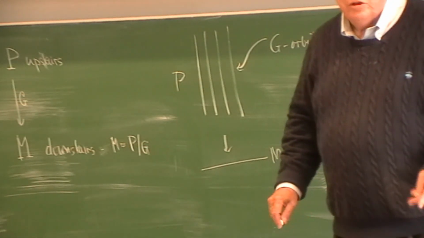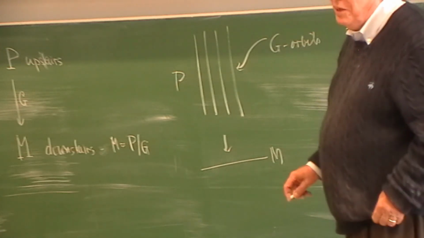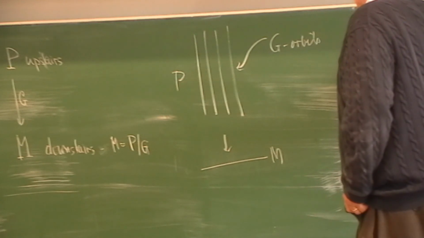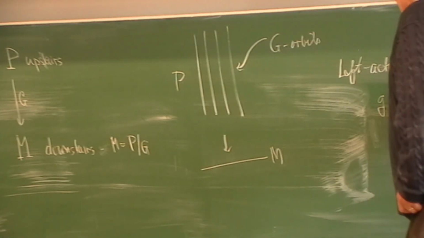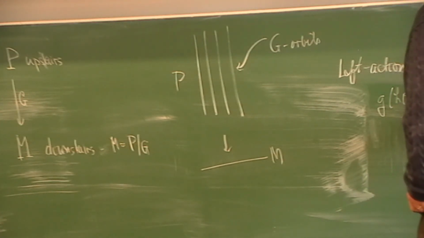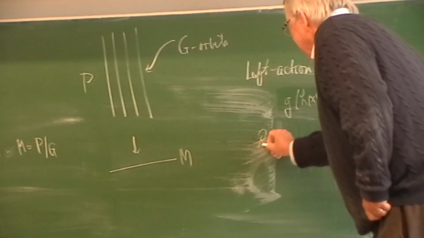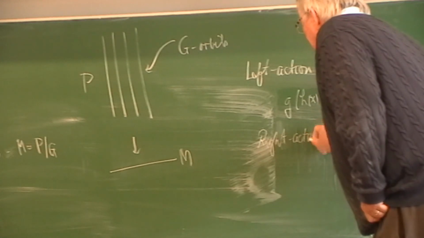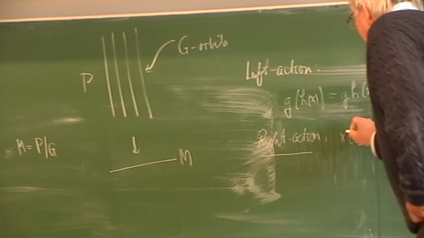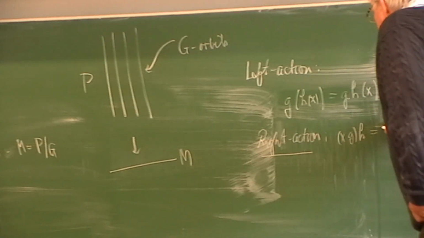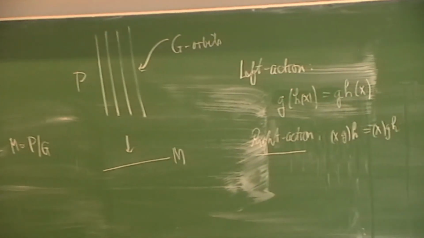Now, the warning is that in the literature, and there's a good reason for this that I avoided for many years in my life, but you should not avoid it, it is a right action. What does it mean, right action? A left action means g(h(x)) equals (gh)(x). That's what you think. But this is a left action. A right action means, you can always turn it around, but it's better when you read to realize what people are doing. Have I done this right?